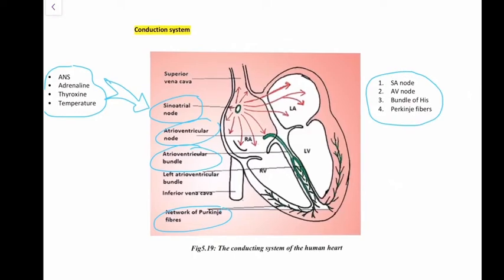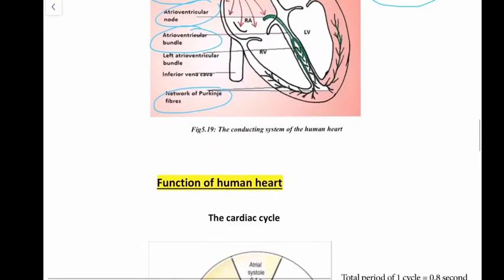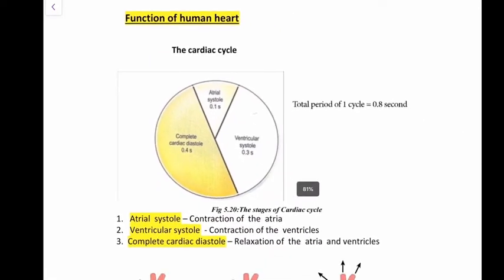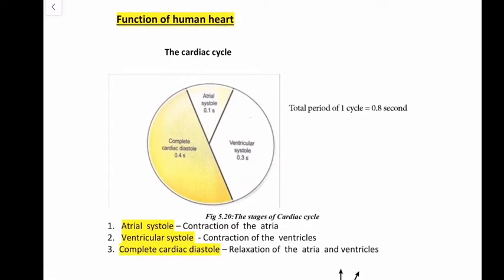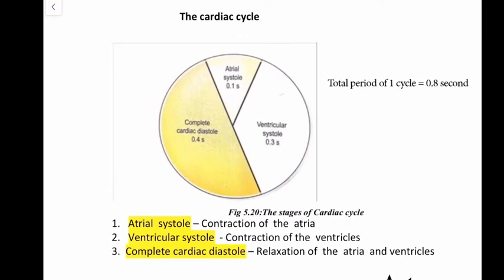Then the next thing is we have to look at the function of the human heart. Here we have the cardiac cycle. It has mainly three components. We have systole and diastole. Systole is contraction and diastole is the relaxation. As shown here in the diagram, the atrial systole is contraction of the atria. The ventricular systole is the contraction of the ventricles. And then complete cardiac diastole is relaxation of the atria and ventricles both.